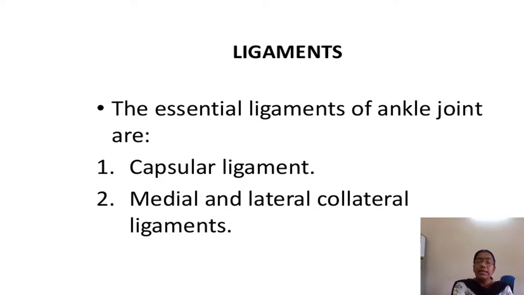After this, let's see about the ligaments. The ligaments of the ankle joint include, as in any joint, the common ligament, that is the capsular ligament. From the upper limb to the lower limb, this ligament is common for all the joints. Other than that, there are the medial ligament and the lateral collateral ligament. The medial ligament is also called the deltoid ligament, and there is one more, which is called the lateral collateral ligament. Let's see the attachments of each ligament in depth.